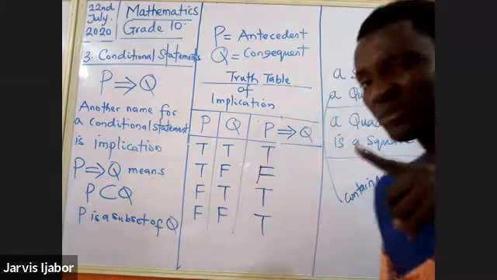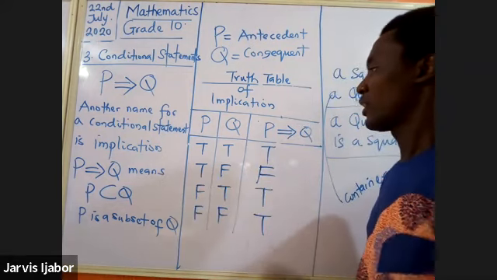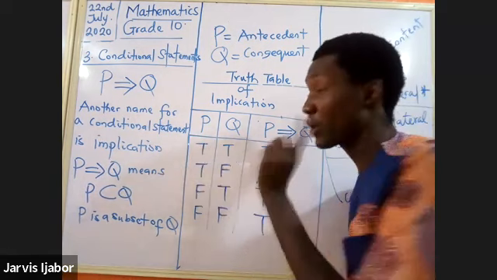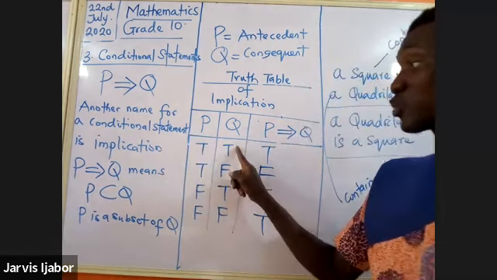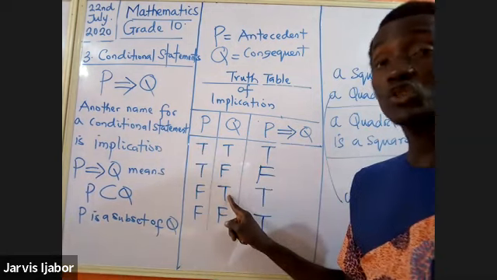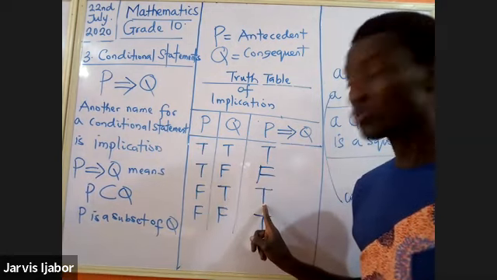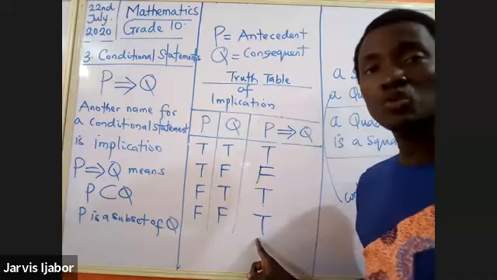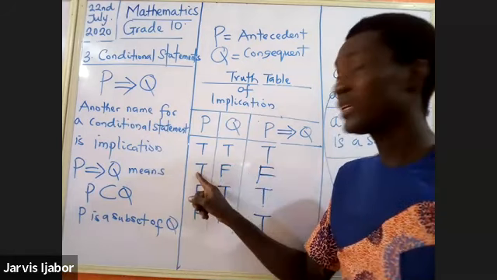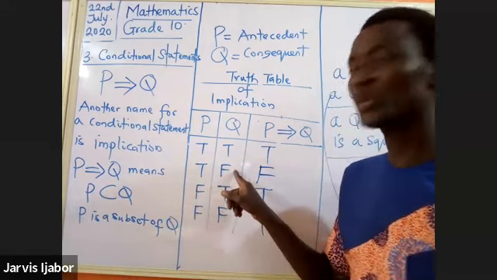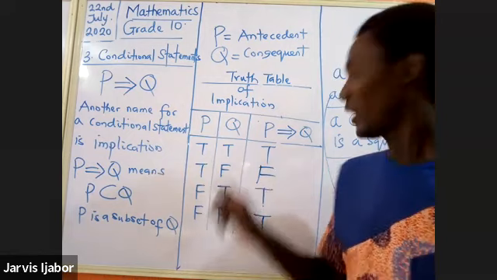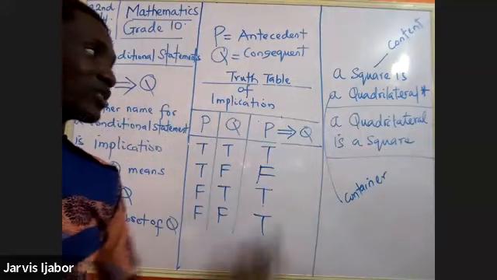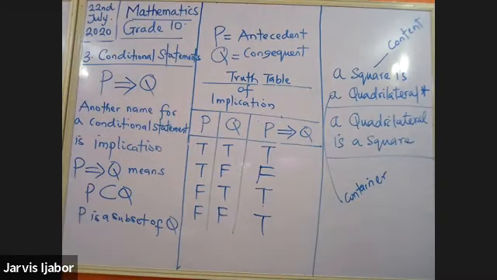The condition is that as long as P is true and Q is true, the statement must be true. If they are both false, the implication is that it is true. But if you have a situation where P is true and Q is false, the outcome will definitely be false. All right, so that's for implication. That's why we say it's a subset.